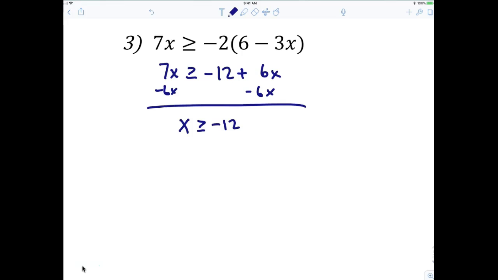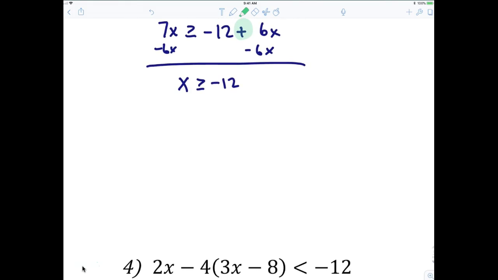Right? And the next mistake is what? People forget to distribute the negative properly. So that negative times that negative makes that a positive. All right, please be careful with that. Any questions? You good? All right. So let's do the interval notation, guys. Let's just do interval notation.